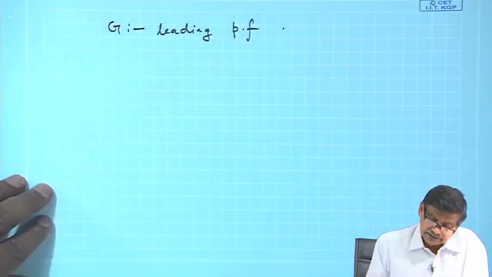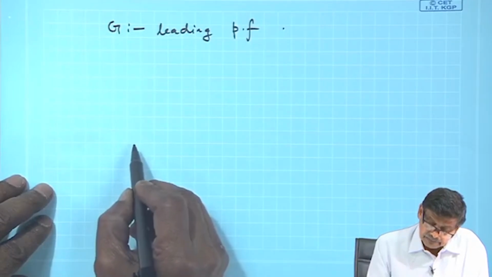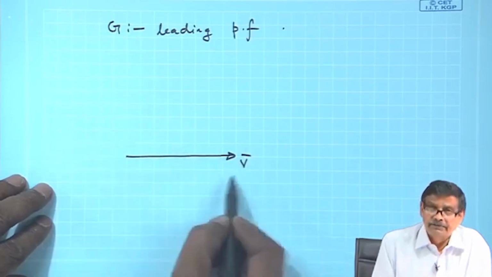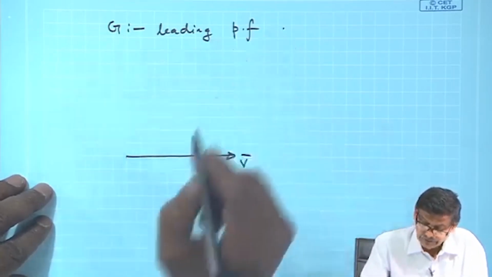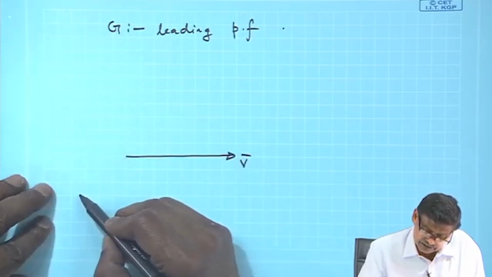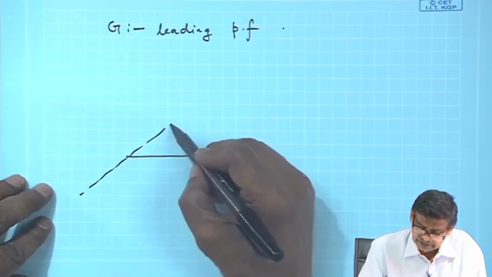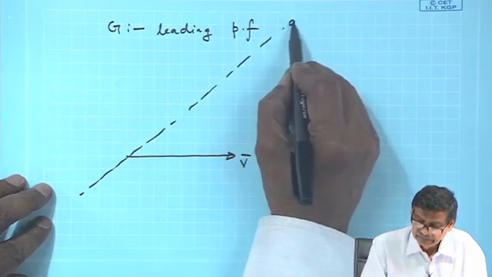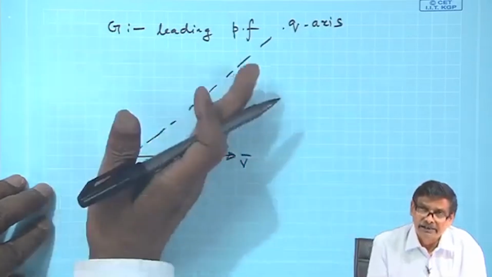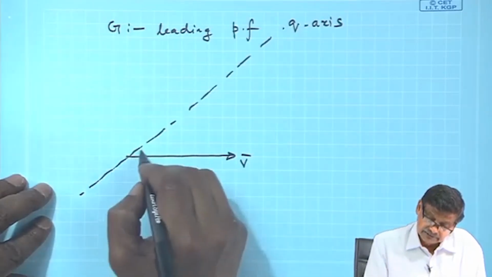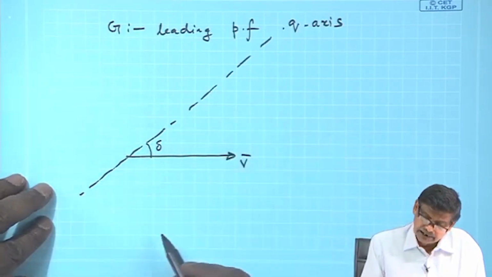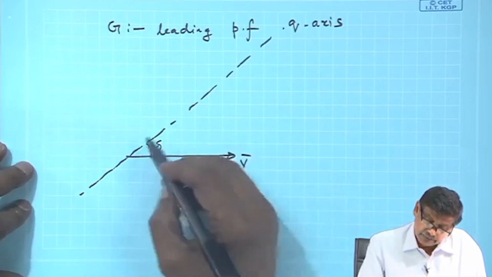For example, in case of generator leading power factor, I should do then like this. This is V, I will draw. I am just sketching, I will not do any mathematics on this phasor diagram, that is left to you to do. Then I know it is generator. So, E f will be above it. Suppose this is the q axis where your E f will ultimately reside. So, this angle is delta, and suppose I say that it is leading power factor.